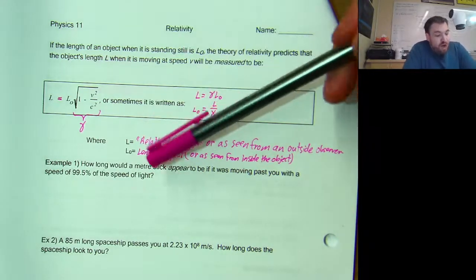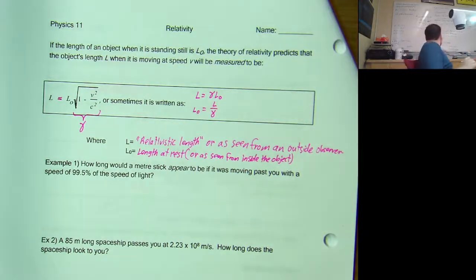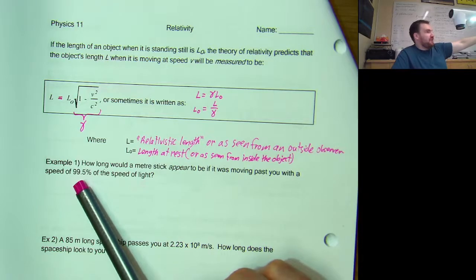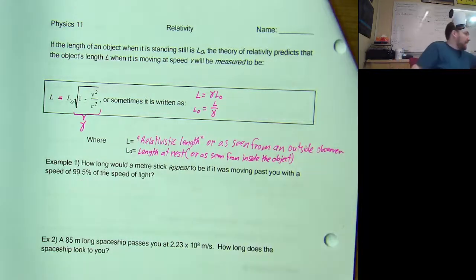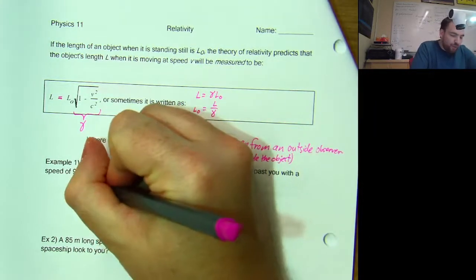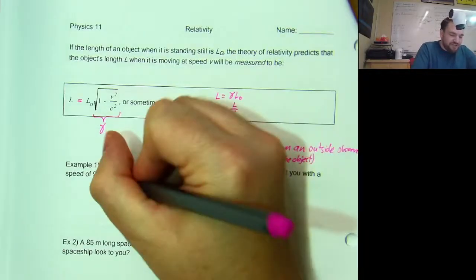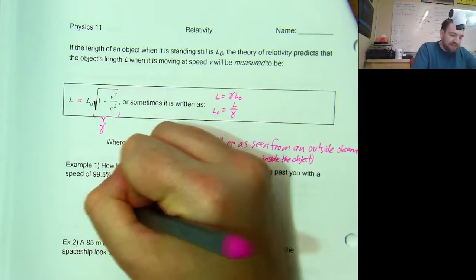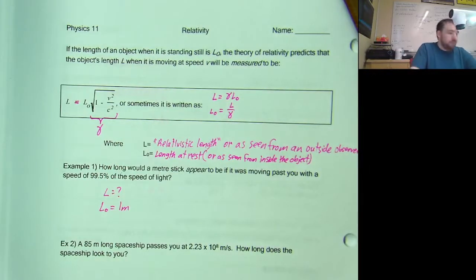So, how long would a meter stick, this stick right here, if I were to somehow project this thing past you at 99.5% the speed of light, I just throw it and it goes, okay? How long does it look to you? Well, let's do it. We want to know L. How long does the meter stick look to the observer? At rest, that meter stick was 1 meter.